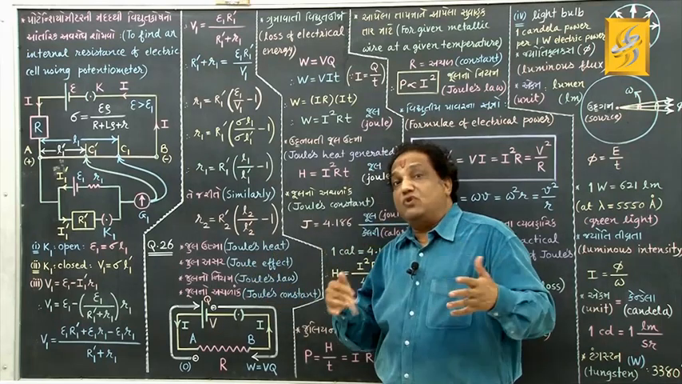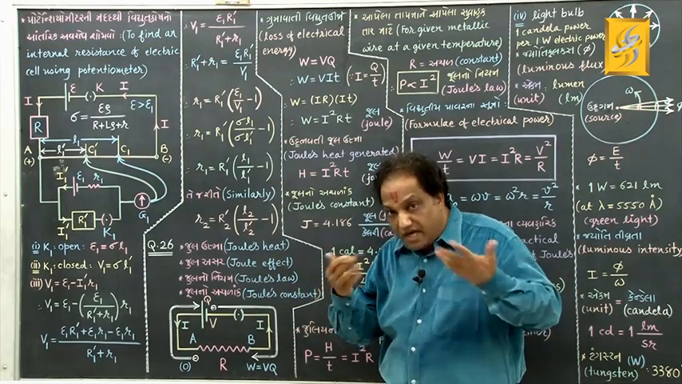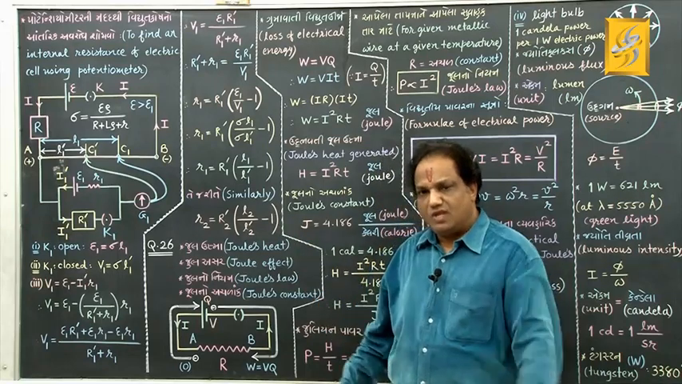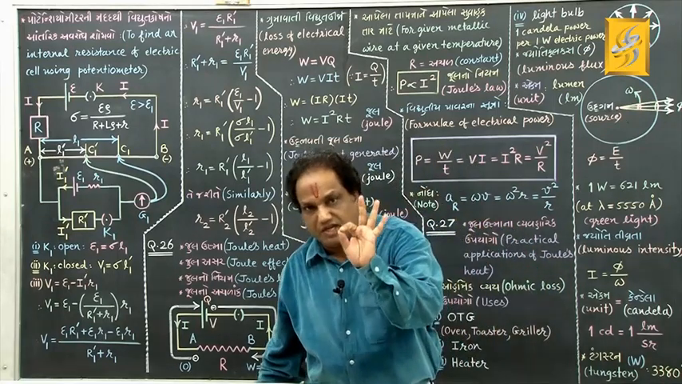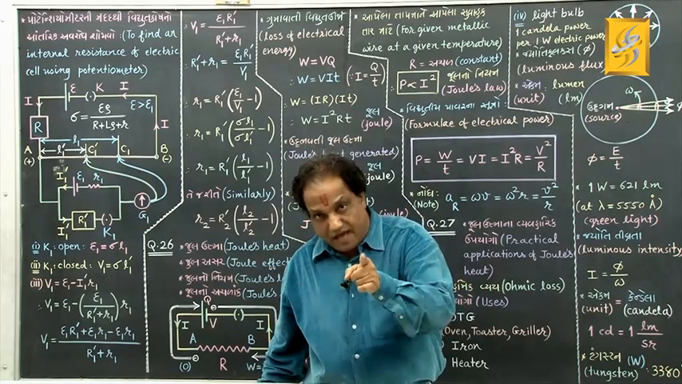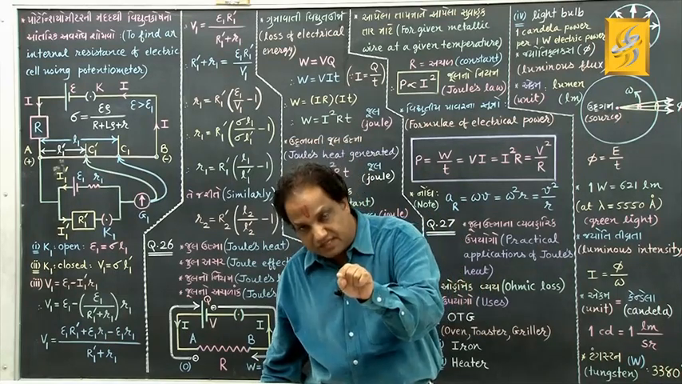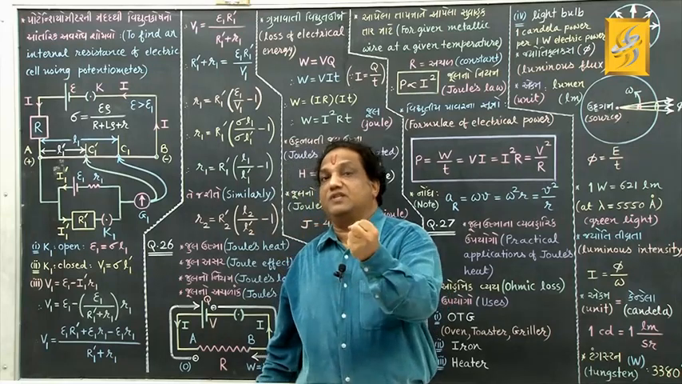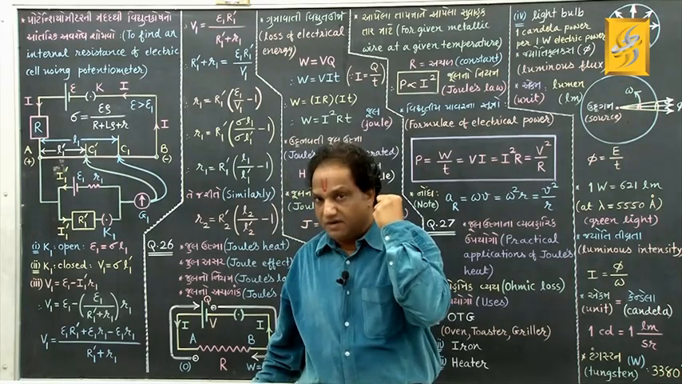Correct? How would you define it? I mean, how would you give the statement? Very simple. Whenever electric current is passed through any conductor, then due to its resistance, some amount of heat energy is generated in that conductor.